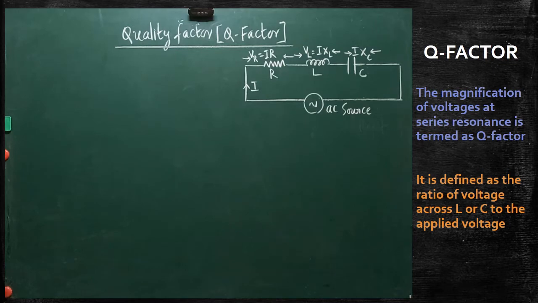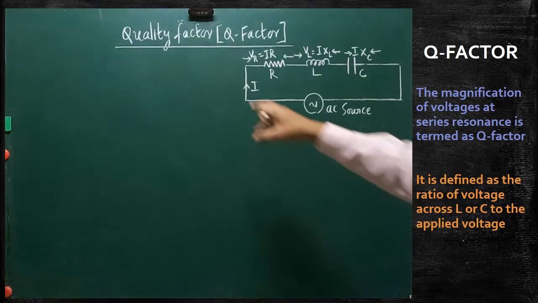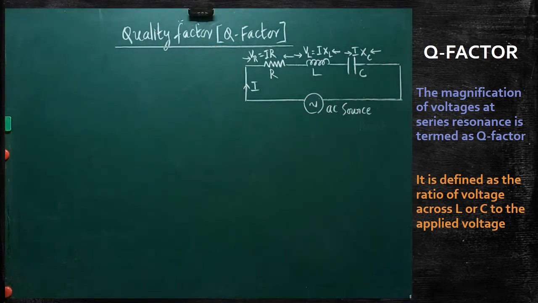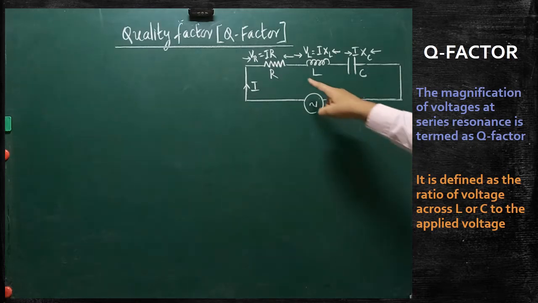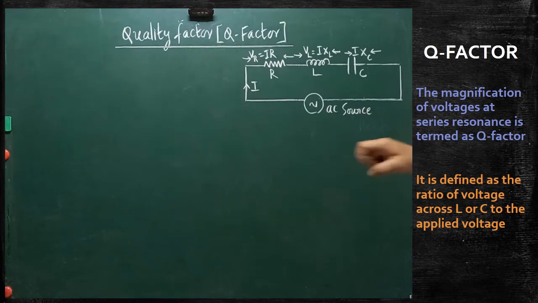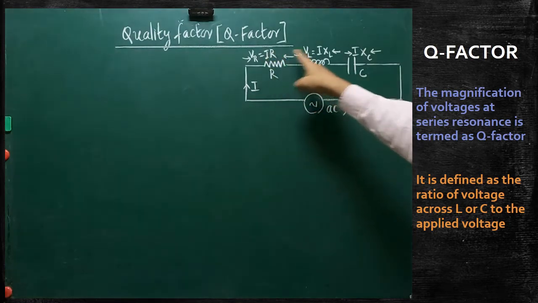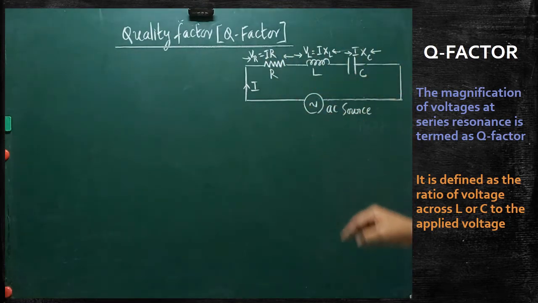Now we are going to learn a physical quantity called the Q factor. The Q factor is mainly measured in the RLC circuit when the RLC circuit is at resonance. These RLC circuits are used in radios as well as in TV for tuning the stations. Here I have drawn one RLC circuit in which the current I is passing through the circuit.